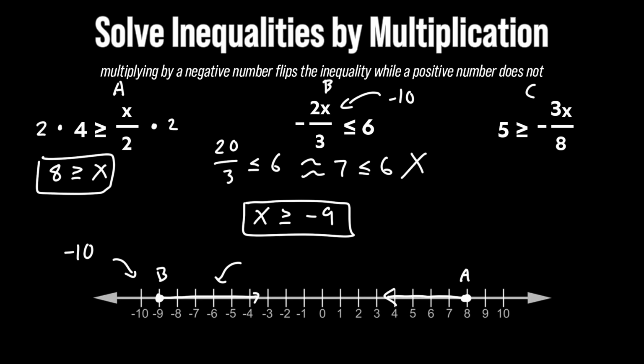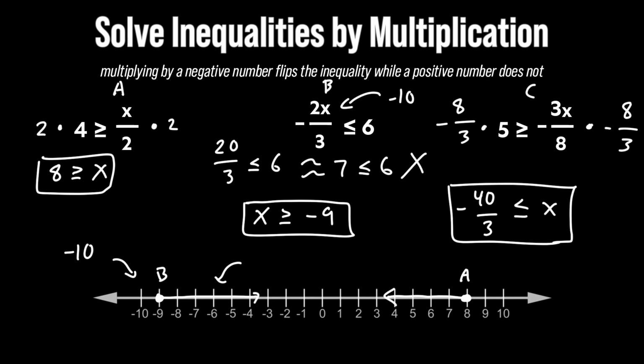So let's try our last one here, and we've got to isolate for x. So we're going to multiply by the reciprocal of negative 3 over 8, which is going to be negative 8 over 3 on both sides. So we're going to get negative 40 over 3 is, flipping the inequality, less than or equal to x, because we're multiplying by a negative 8 over 3. And I'm not going to graph it because it goes off the graph, but you get the point.